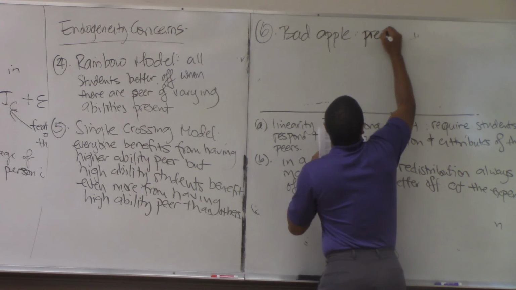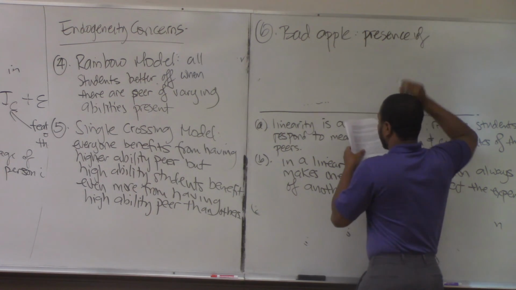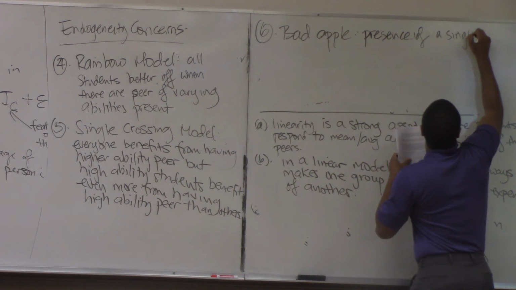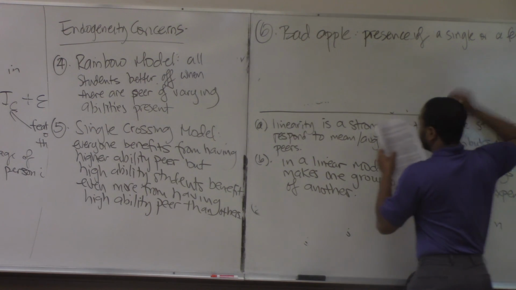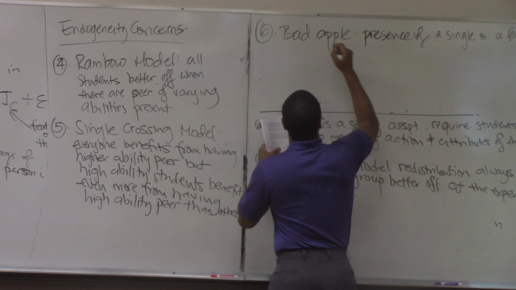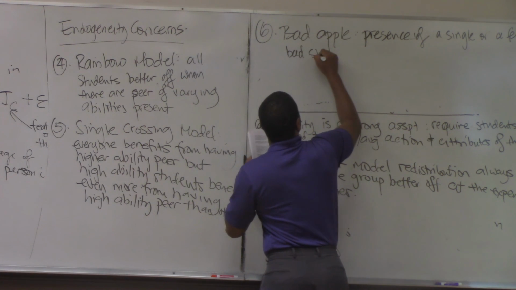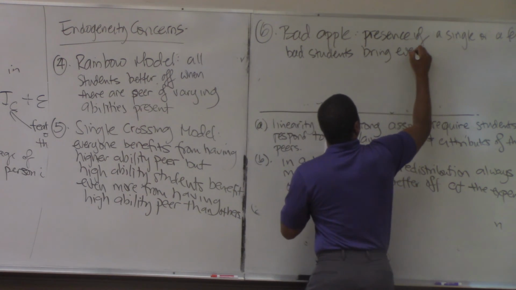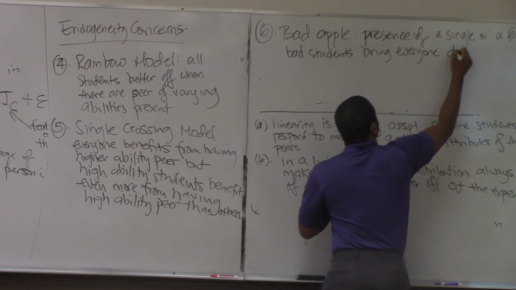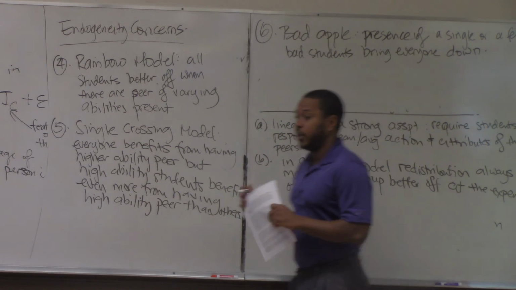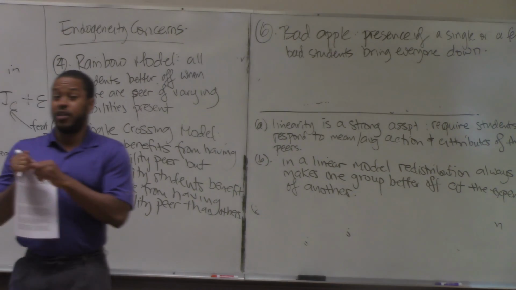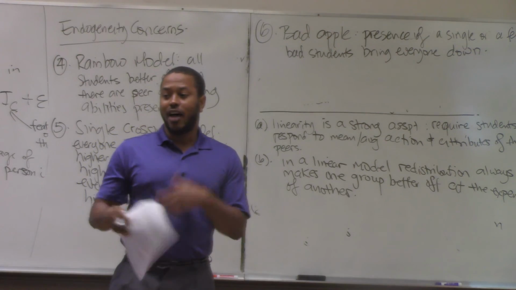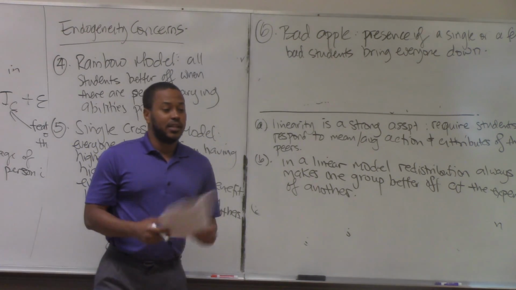So this is the presence of a single or a few bad students bringing everyone down. So this is like the class with the disruptive kid who pranks the teacher and is a total disruption, and because of that, the teacher has to leave the room and take the kid to the principal's office.